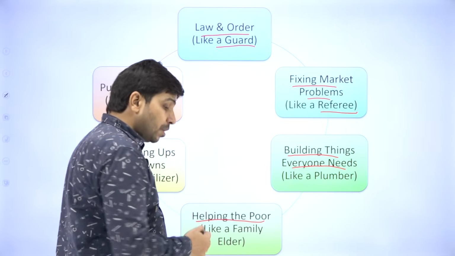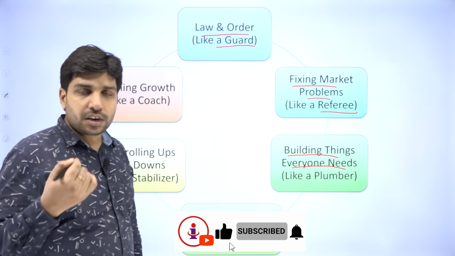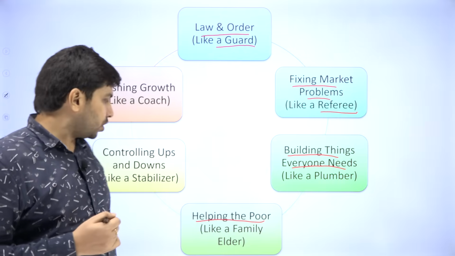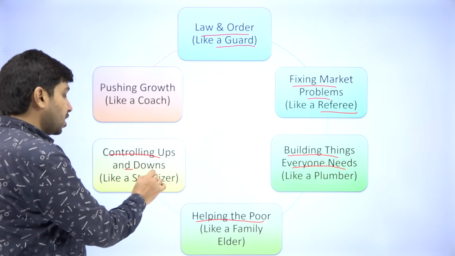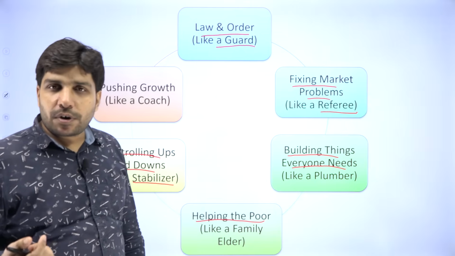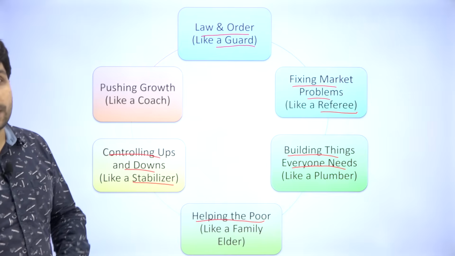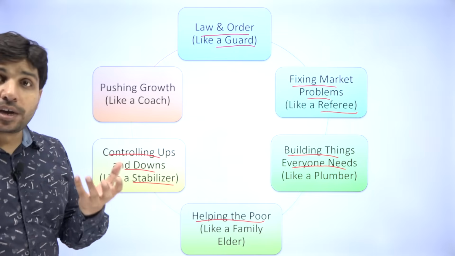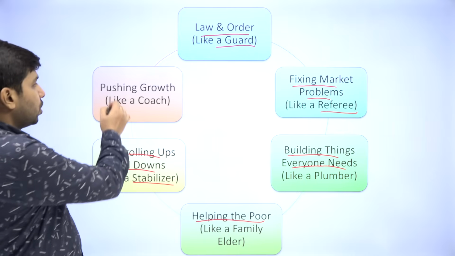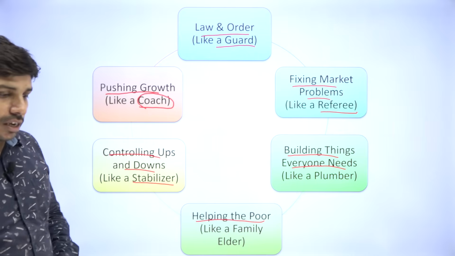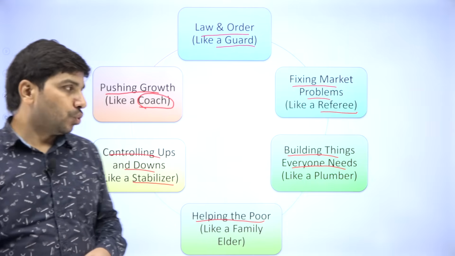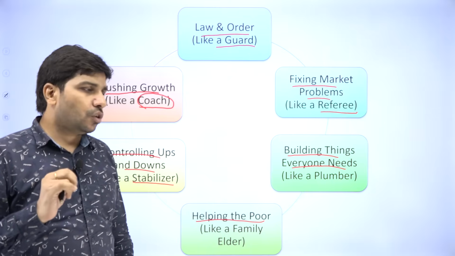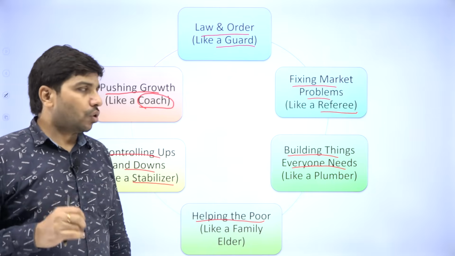Helping the poor by means of subsidies, food grains, that government can do, because the private sector won't be providing anything for free, because the private sector's motive is to earn profit. Controlling ups and downs, like a stabilizer. If the economy is not performing well, then government has to intervene. Government can invest heavily in construction of public infrastructure so that the economy can push up. Then pushing growth: whenever required, government can intervene to push growth. So these are the basic functions or role of government in an economy. It doesn't matter whether it is a market economy or not.